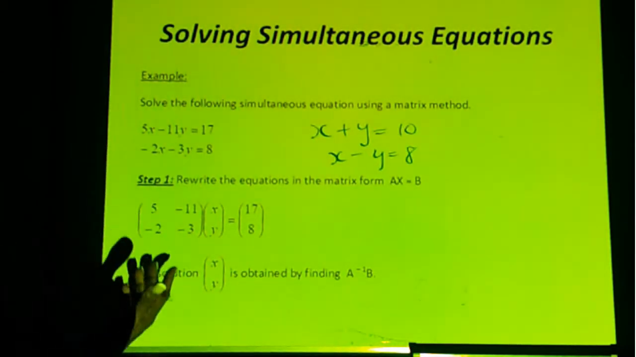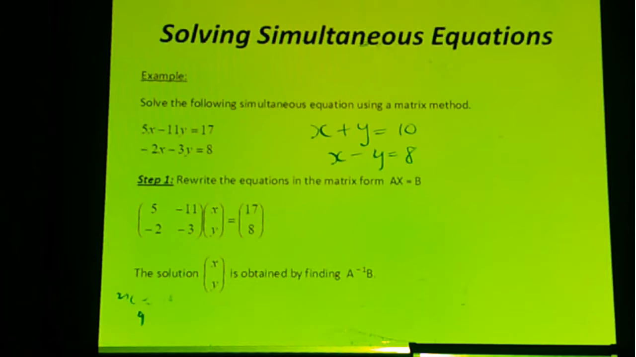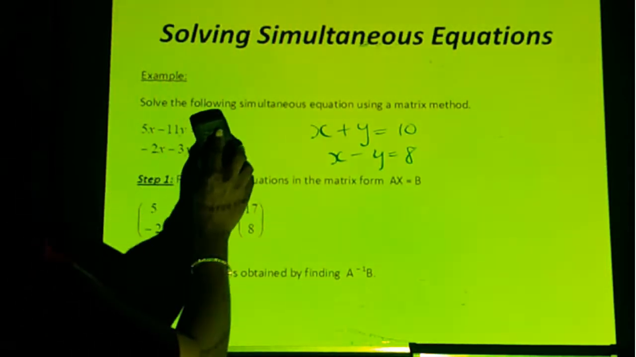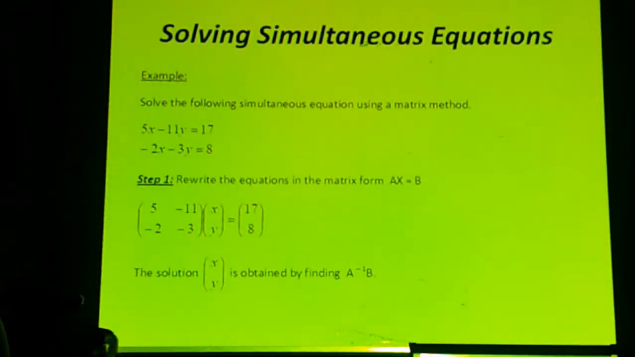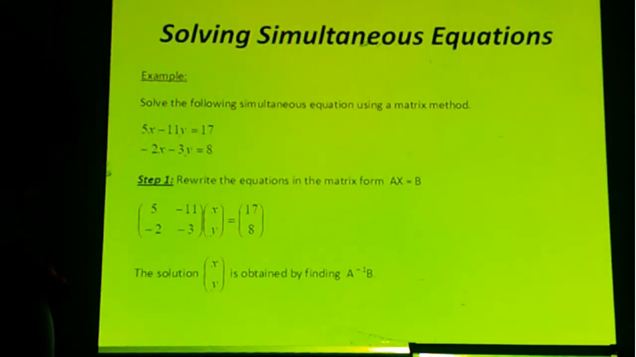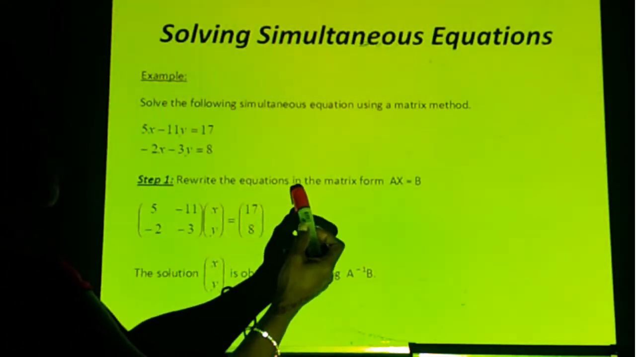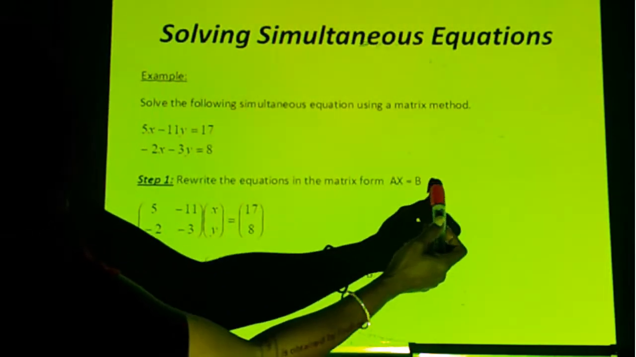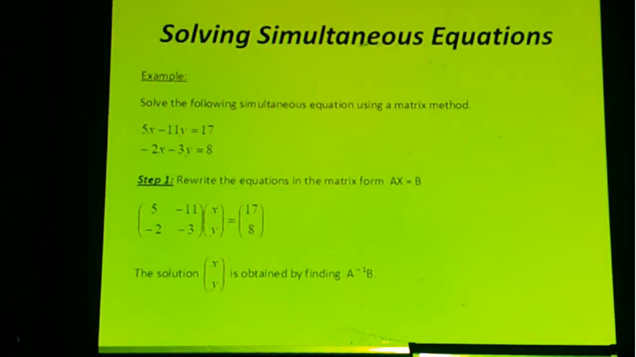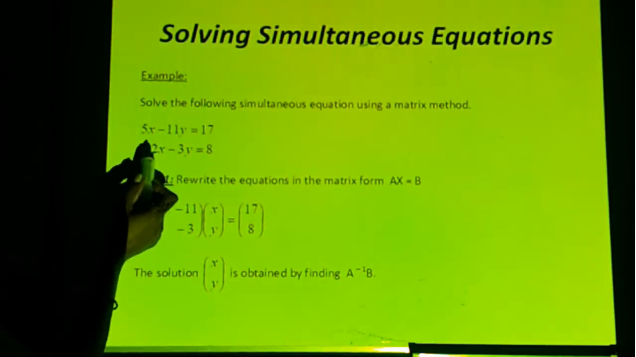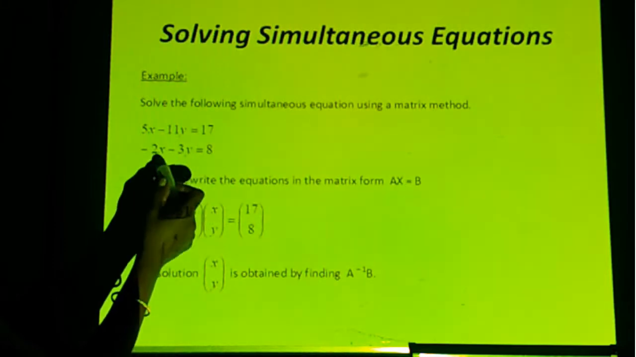But there are some steps that we can use in order to arrive at the answer. And I'm going to take them step by step: step 1, step 2, step 3, step 4. Okay. So step 1 says rewrite the equations in the matrix form AX equals B. That's step 1. What does it mean? That we're going to separate the numbers from the letters.